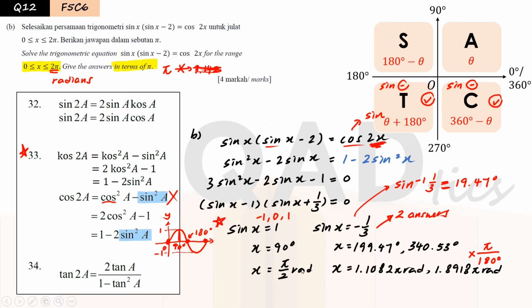Let's combine all of the answers into one simple conclusion. So x would be 0.5 pi, which is here, 1 over 2 is 0.5, and 1.1082 pi radians, and 1.8918 pi radians. Make sure when you change to radians, it is in 4 decimal places. This is a standard answer for radians. It must be in 4 decimal places.